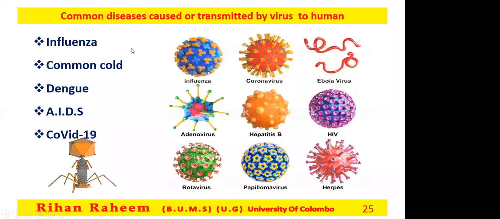So these are the examples of virus. Influenza virus. These are the diseases. Common cold, dengue, AIDS, COVID-19 disease. This is the name of the disease. So who's the virus responsible for this disease? Coronavirus. AIDS. Who's responsible for AIDS? HIV virus. Who's responsible for dengue? Dengue virus. Here that picture is not given, no? Yeah. Influenza. Influenza virus. So like that, some diseases and their related viruses, the shape, structure, everything is given.